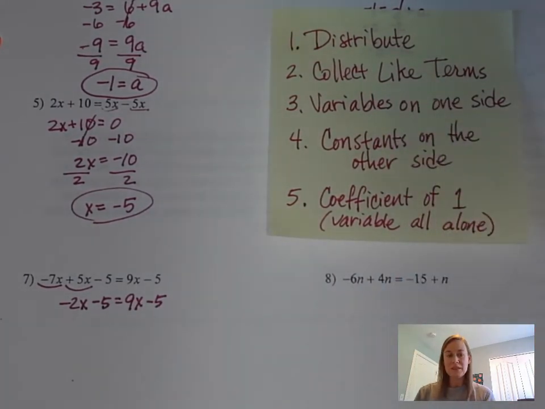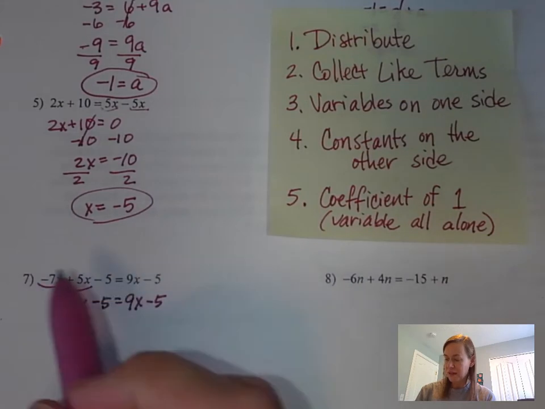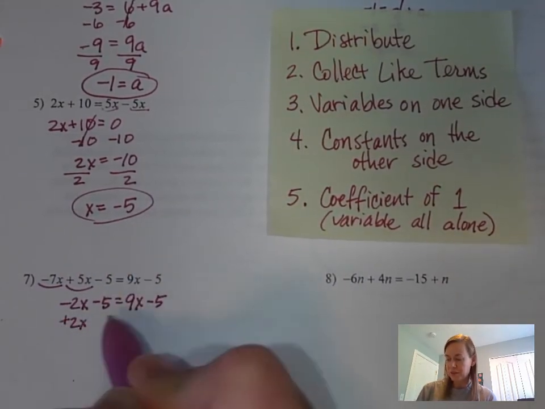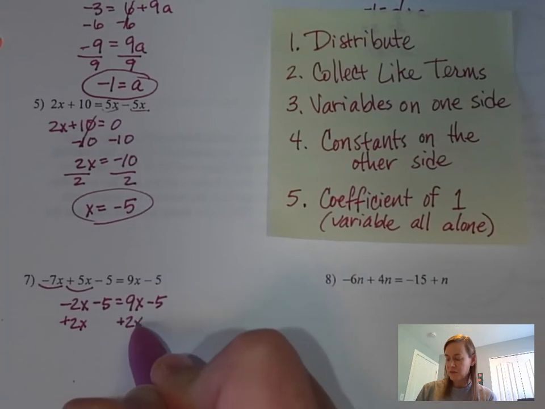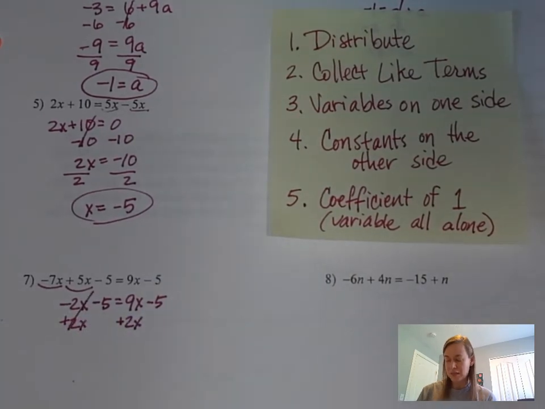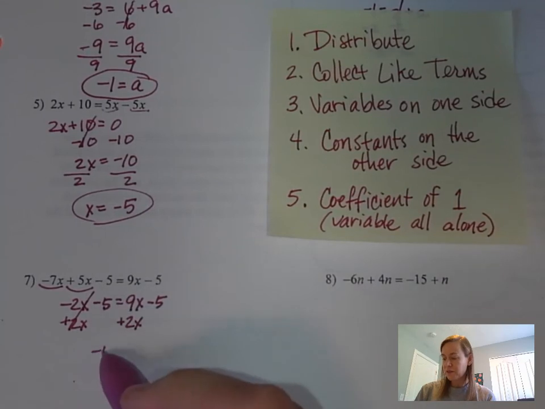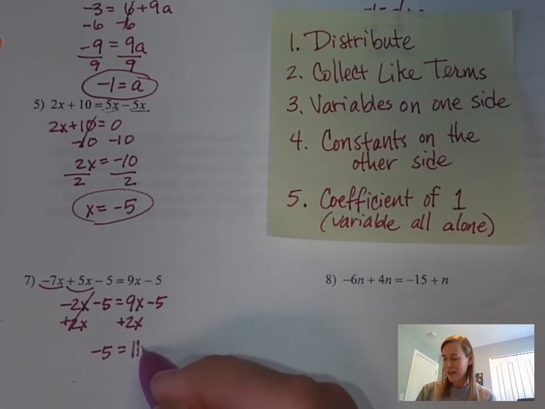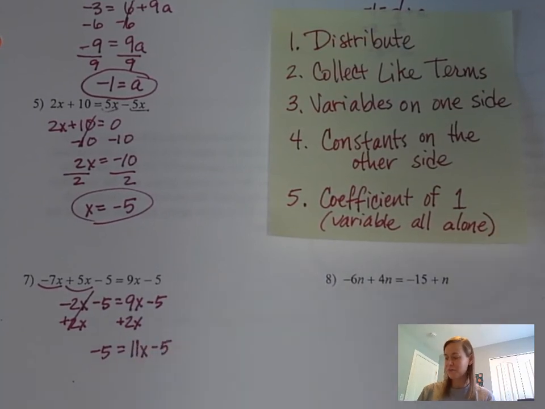Step 3, variables on one side. Okay, I'm going to get rid of the 2x over here, so I'll just add 2x to both sides. Since it's a negative 2x, adding 2x will make it go to 0. And then you're left with negative 5. Don't forget that negative sign as you bring it down. 9 plus 2 is 11x minus 5.